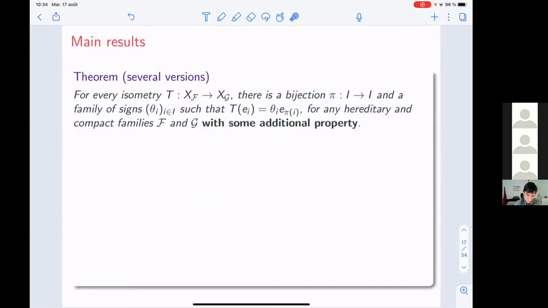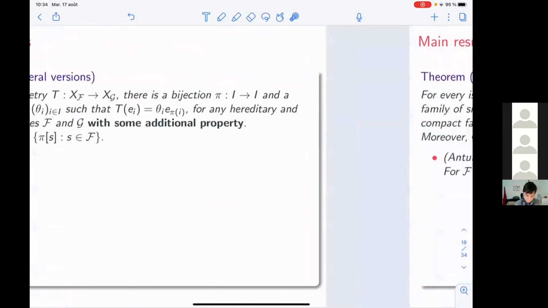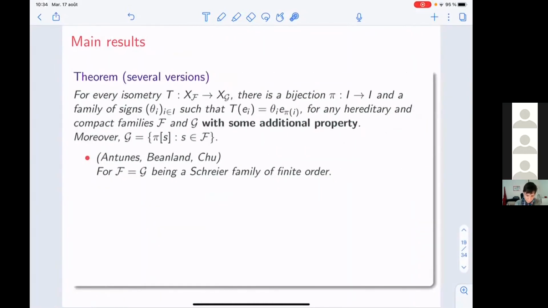So there is a bijection of this index set and a family of signs, so that T is always a sign permutation of the basis. And so for hereditary and compact families F and G with some additional properties. So let me mention what the versions are. Moreover, this permutation will take one family onto the other. I will use it later.